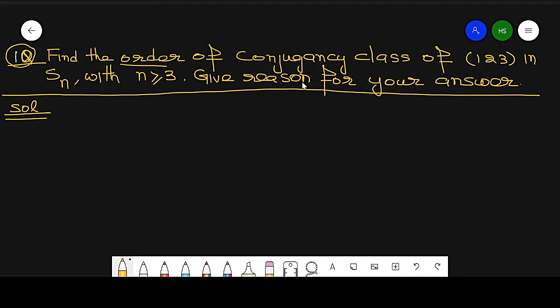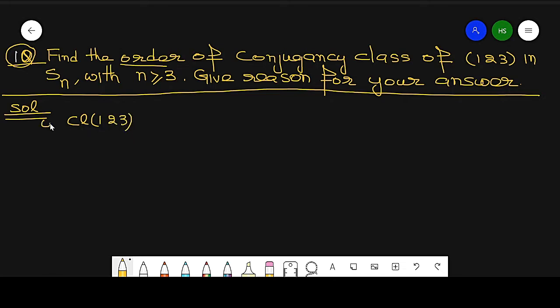The question is, I want to find out the class of (1 2 3). Then find the order of this class. So first I want to find the class of (1 2 3) and then its order. Now, as we know, permutations are conjugate if they are similar to each other in Sn. So now it is the class of (1 2 3).